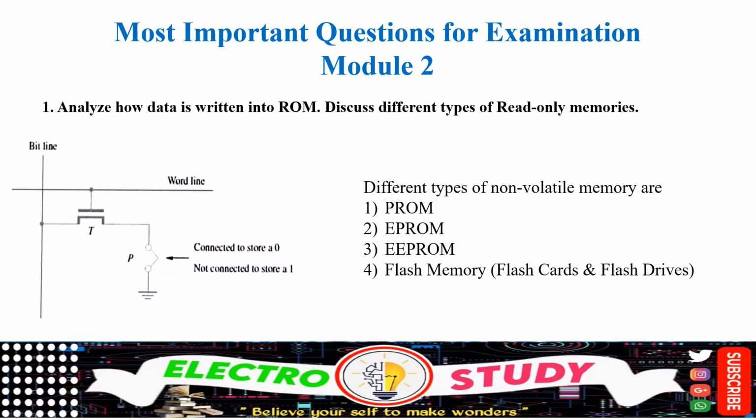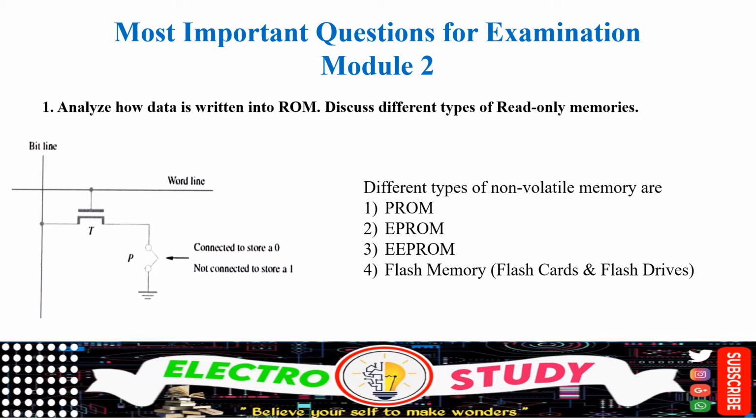So the most important question for module 2: analyze how data is written into ROM, and discuss different types of read-only memories. The different types of read-only memory are PROM, EPROM, EEPROM and flash memory. Under flash memory, you have flash cards and flash drives. You have to explain all these in detail.